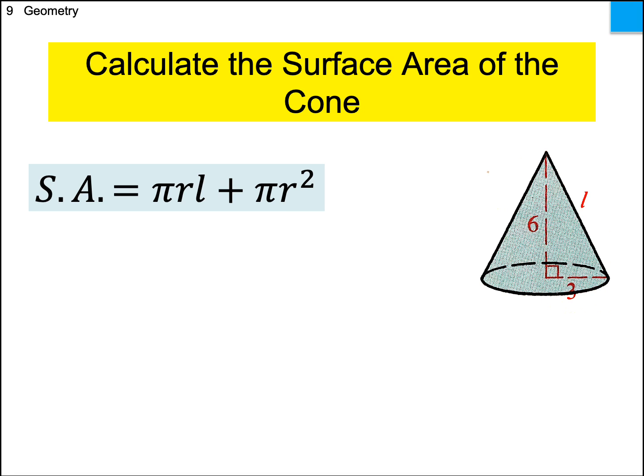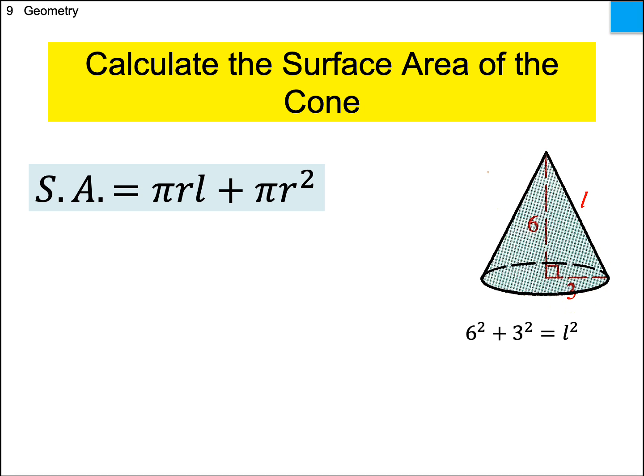What do we know? We know the R. There's no H involved in our formula, and we're going to use the H there in order to calculate the L. Notice what kind of triangle we just made there? Yeah, we made a right triangle. So we can calculate L just by using the Pythagorean theorem.